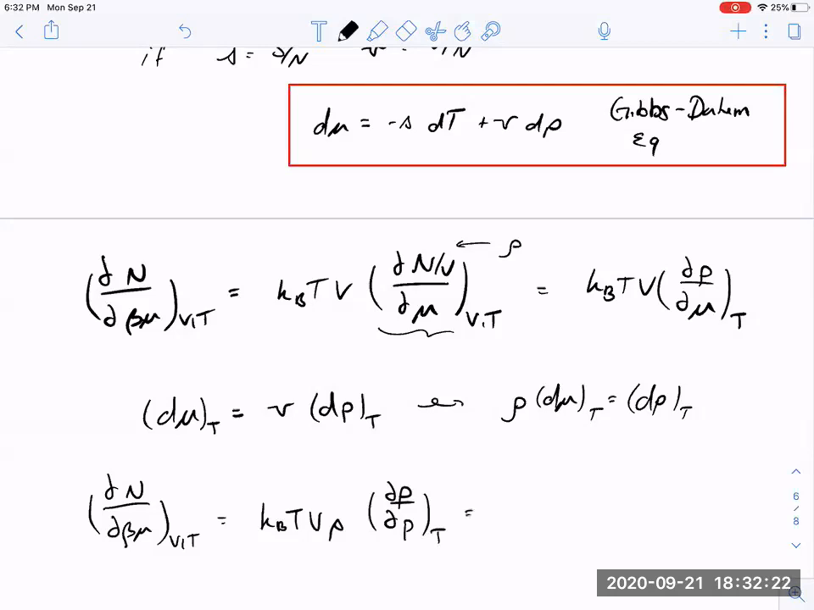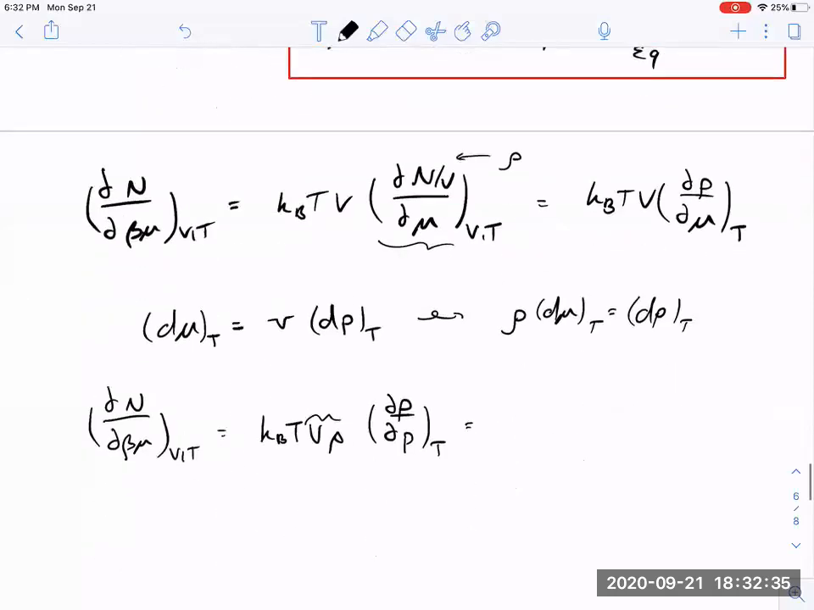I could do some magic and say, well, instead of taking the derivative at fixed N, I can take it with respect to fixed V. So I could remind myself that this is N over V, and I can take it with respect to V, which gives me a factor of minus k_B T V rho over V dV dP. Now this is at fixed N and T.